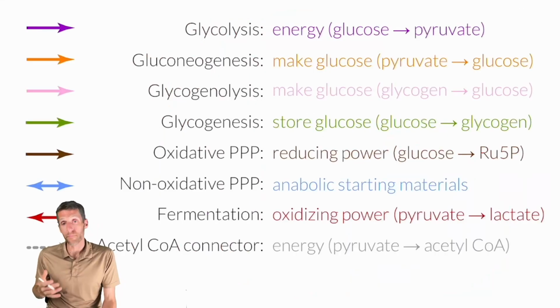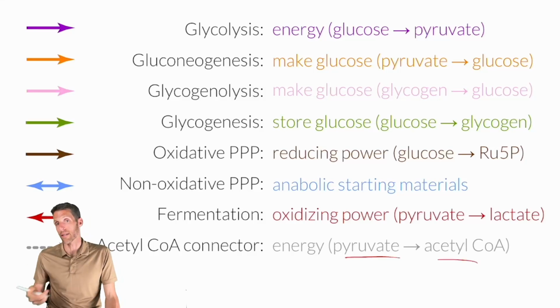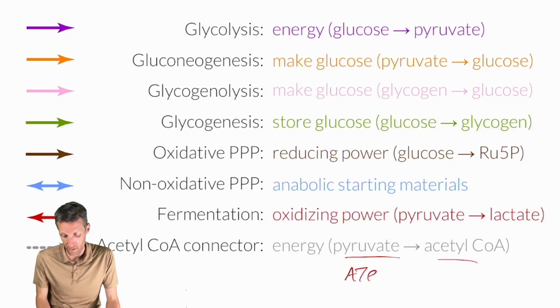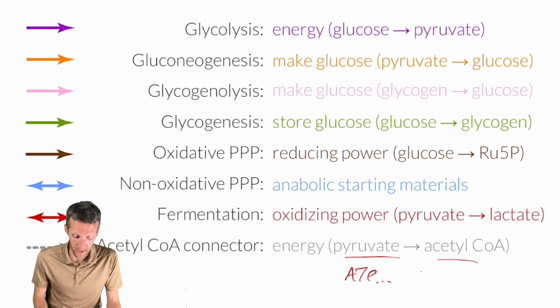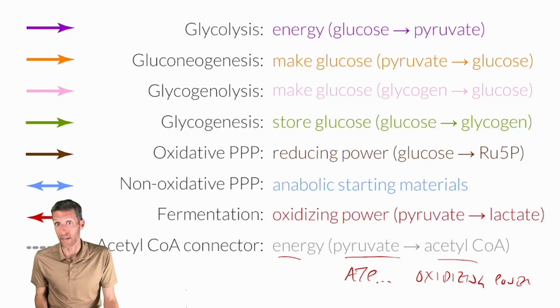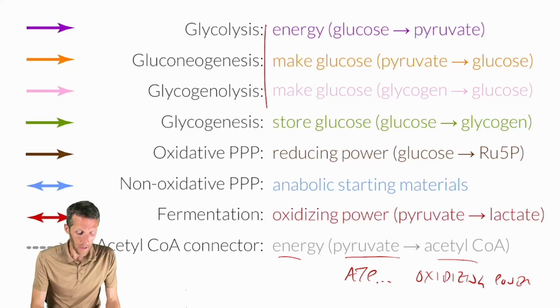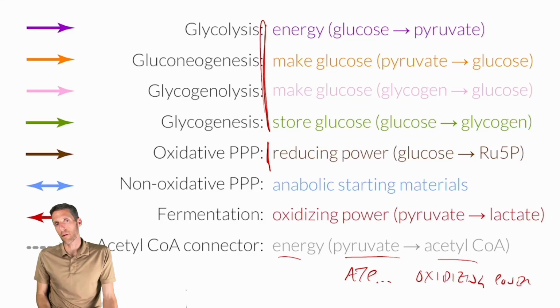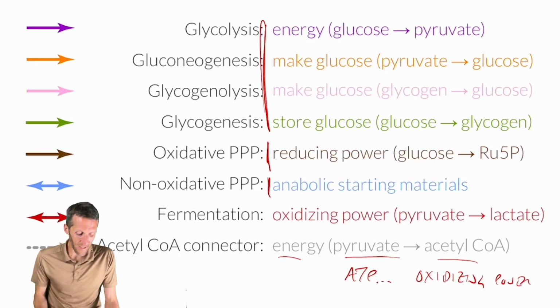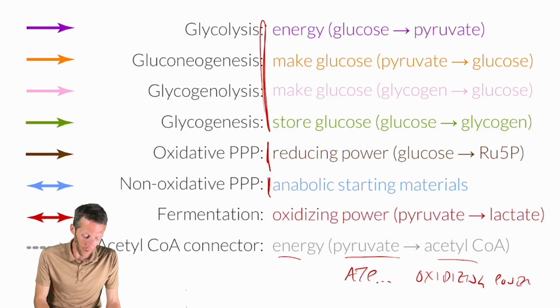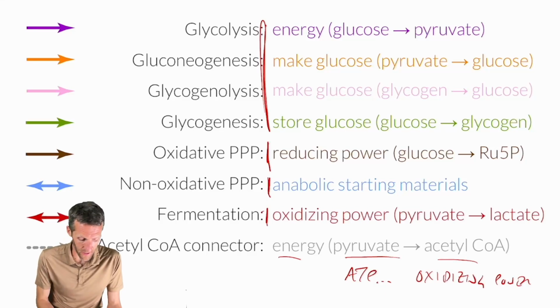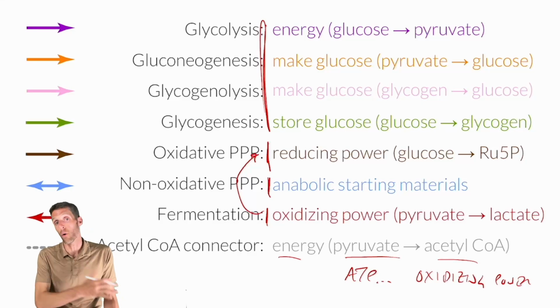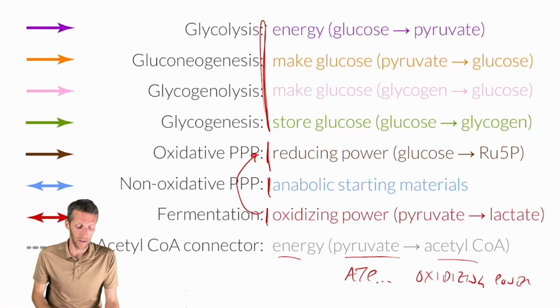And why do cells do that? They primarily use it to generate energy by going from pyruvate to acetyl-CoA and into this network. So this is going to release a ton of ATP eventually. It also, incidentally, gives you oxidizing power. So both of these come out of this gray connector network here. So again, energy generation, that's the first half of the network. We're going to hit that with a whole variety of videos. Oxidative pentose phosphate pathway gives us reducing power. Non-oxidative gives us anabolic starting materials. Fermentation gives us oxidizing power. That is sort of the opposite pairing of reducing power. And then finally, going to the acetyl-CoA network is on our way to generating a ton of energy.